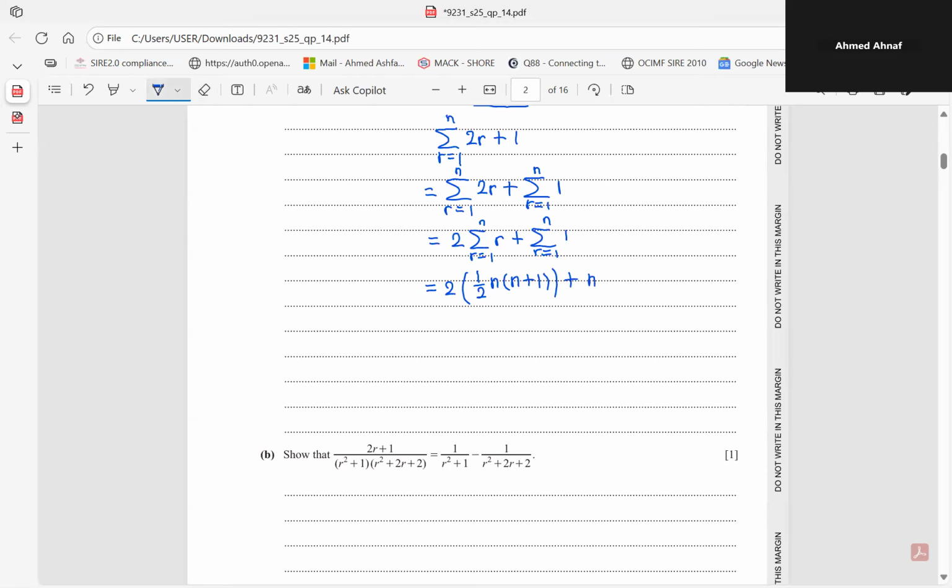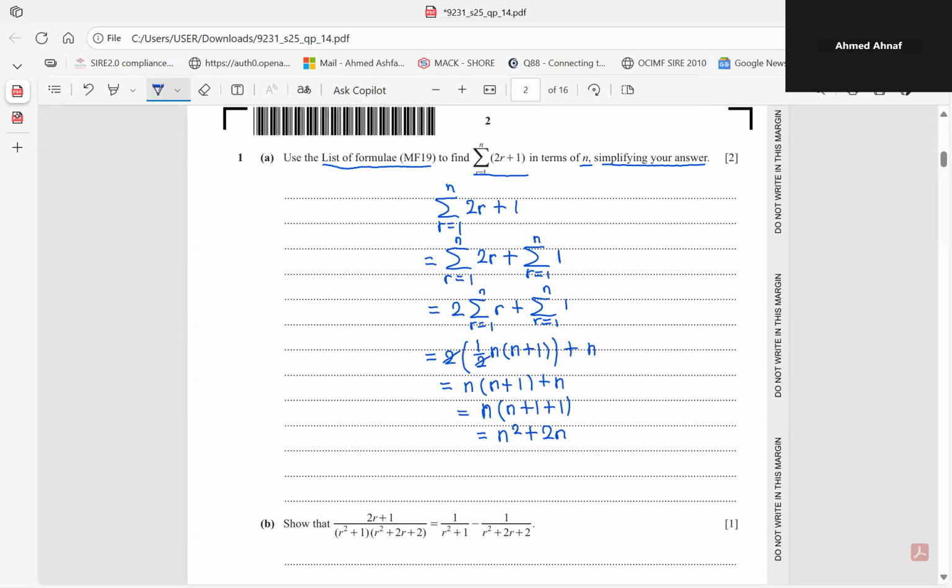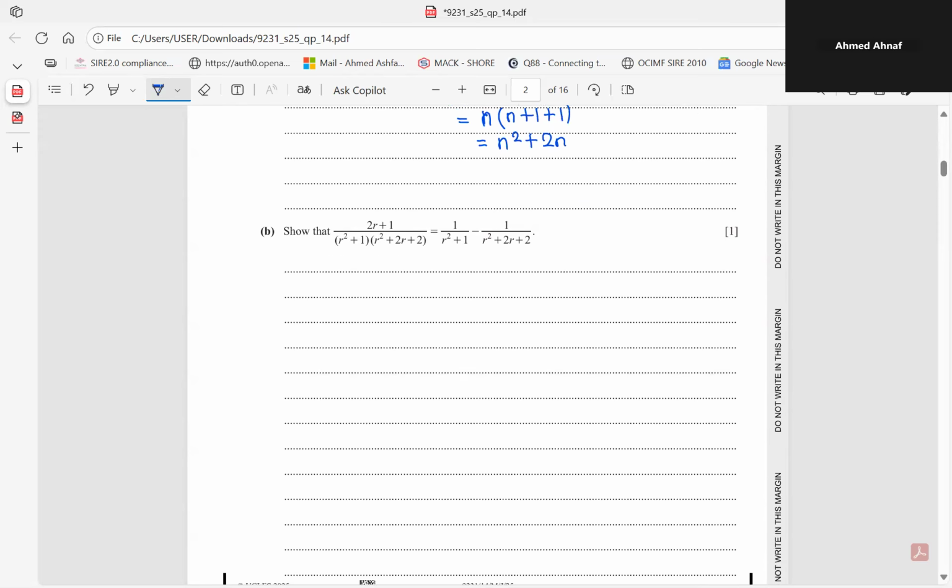Now we can begin simplifying. So the 2 and 2 cancel out, so you get n times n plus 1 plus n. And you can see we can factor out n. It's a common factor, so this would be n times n plus 1 plus 1. And this is just n squared plus 2n. So this is the final answer for this part. Let's go on to the next part.